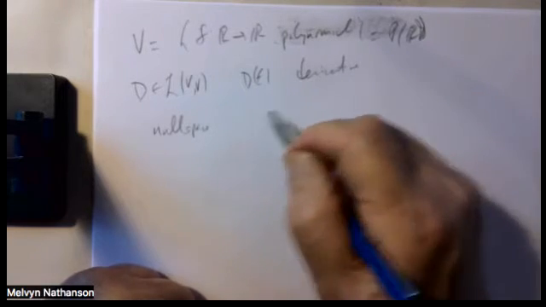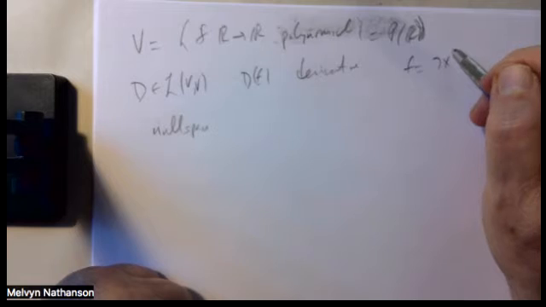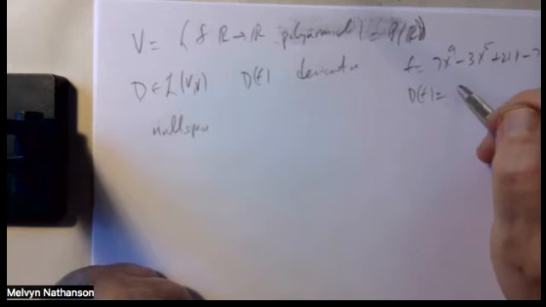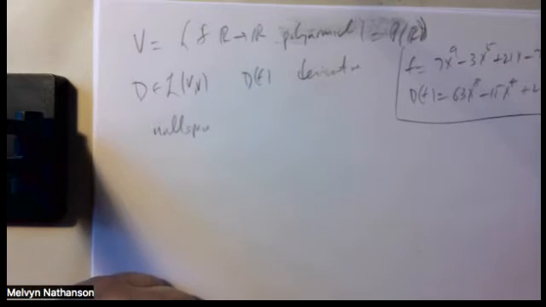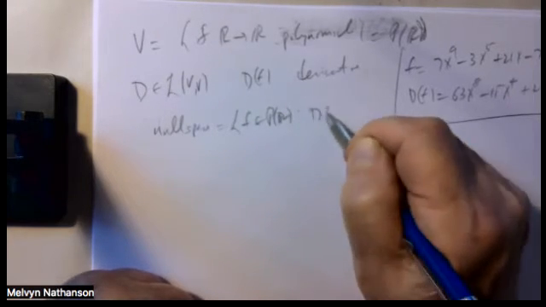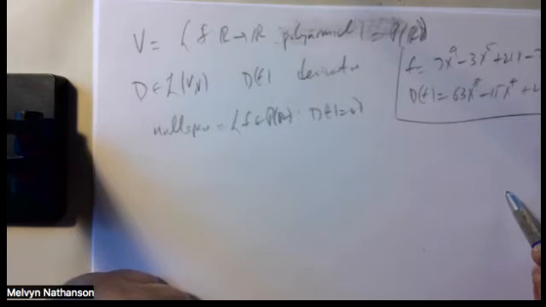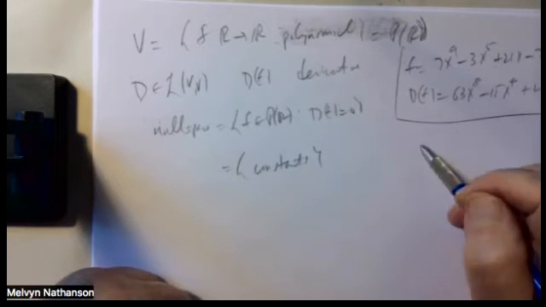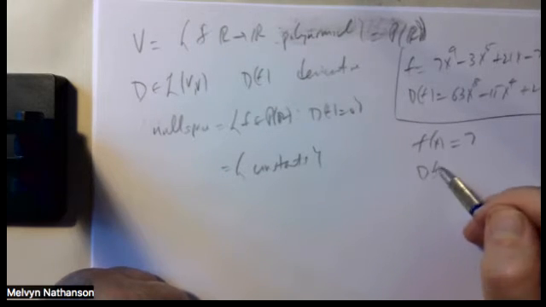So if you have a polynomial, f equals, I don't know, 7x to the 9th minus 3x to the 5th plus 21x minus 7, the derivative is 63x to the 8th minus 15x to the 4th plus 21, right? This is differentiation. So the null space is all polynomials f whose derivative is 0. What functions have derivative 0? It's just all the constant polynomials. Make the polynomial f of x equals 7, the derivative is 0. And the only polynomials whose derivatives are 0 are the constants. So the null space for this linear map is just the set of constant polynomials.